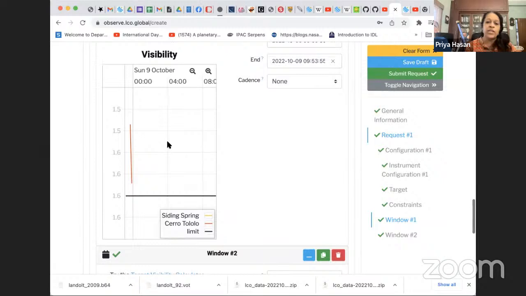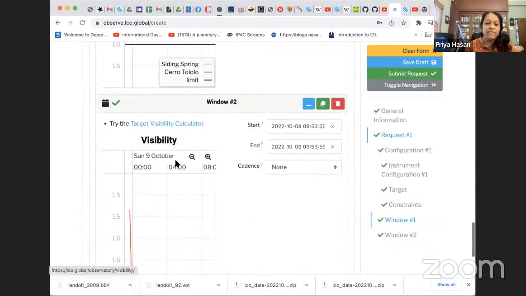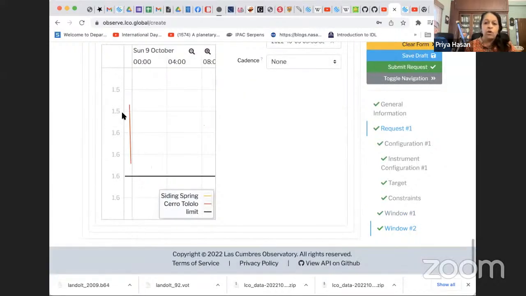It's not a very good object to observe, right? Or if I were to observe the second window, I can look at it like this, but again, you can see it's not a very well observable object. So what you can do is change the object which you are observing.